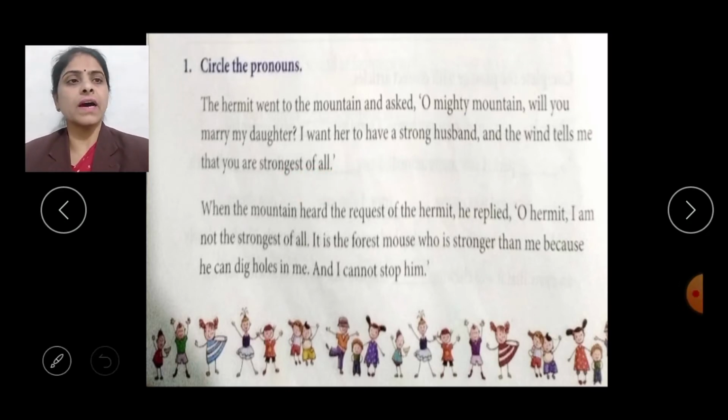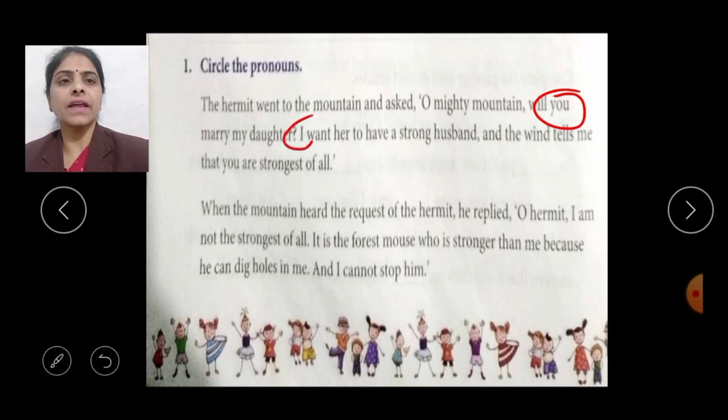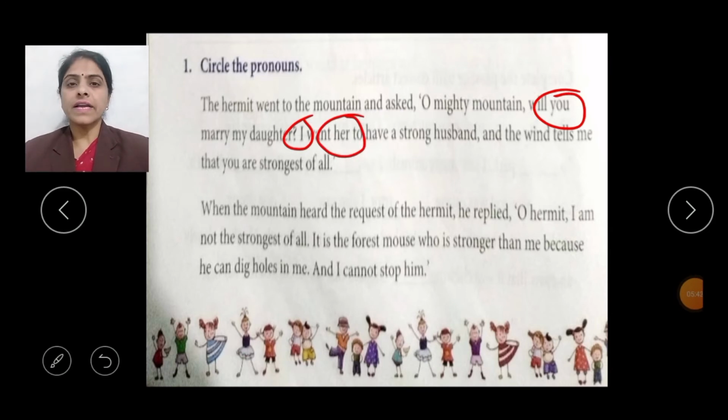In this paragraph, you is a singular subject pronoun of second person. Then after, I is also a singular subject pronoun of first person. Then after, her is a singular object pronoun of third person. Then me is a singular object pronoun of first person.